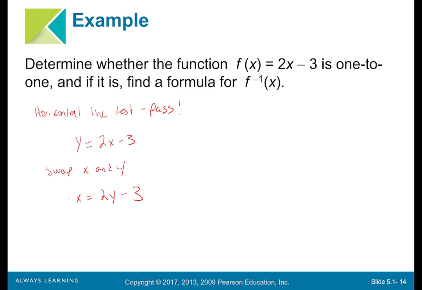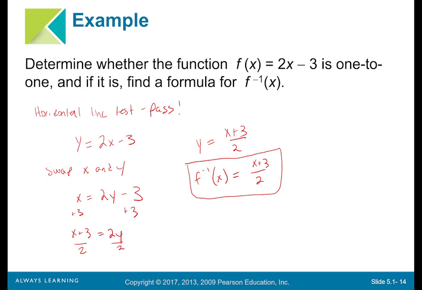Now we solve for y by adding 3 to both sides. Then we're going to divide by 2 on both sides. And we get y equals x plus 3 divided by 2. But of course, we don't want to give it in terms of y. We want to label it back as f inverse of x. So that's x plus 3 divided by 2. And there's our inverse function. That's exactly what it was asking for.